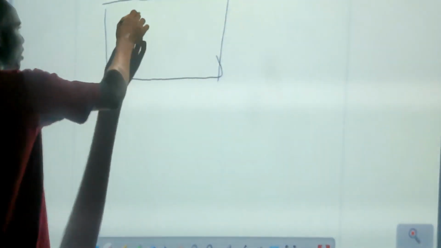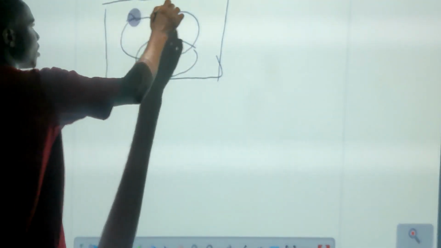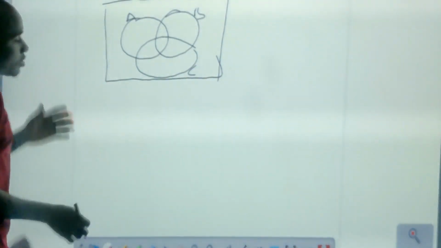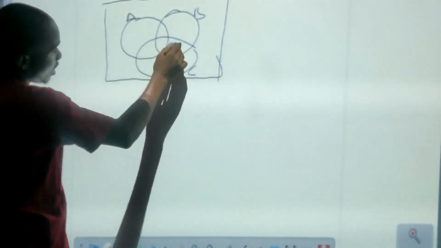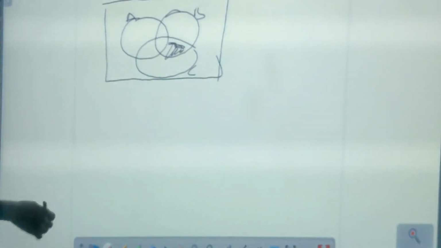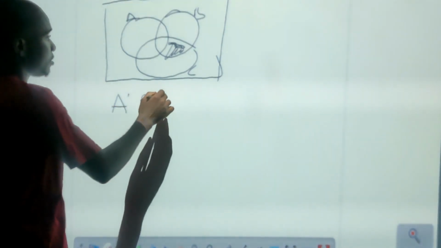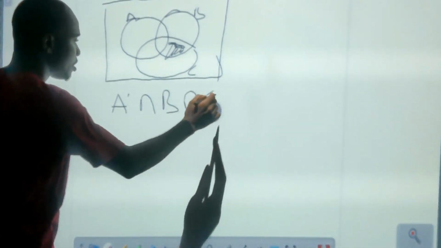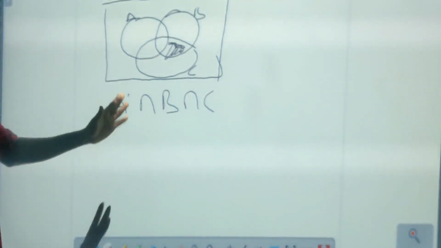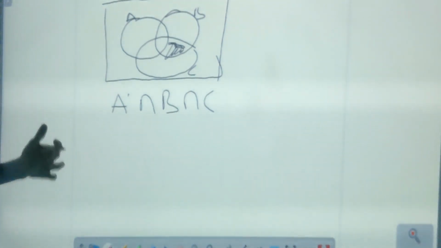Another thing you can have in 3 sets is you can define this. So we have A, we have B, we have C. If I shade just this portion here, is that okay? I'm saying A prime intersection B intersection C. That means what does not belong to A, but belongs to B and C only. That is the meaning.